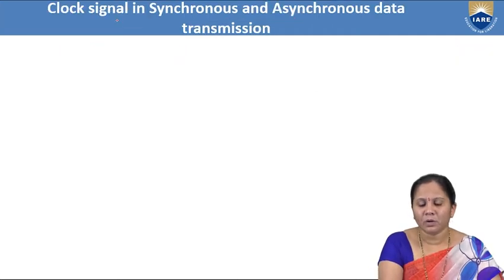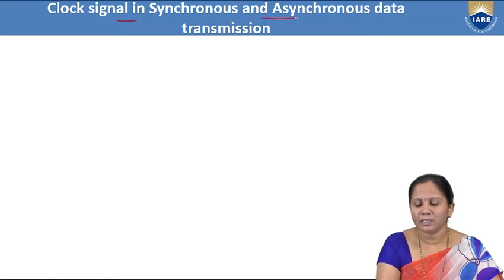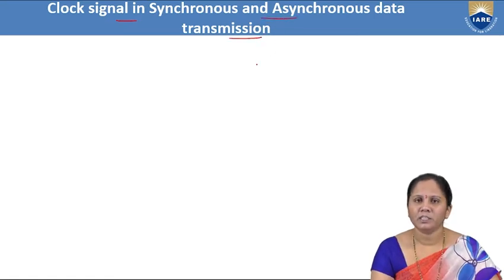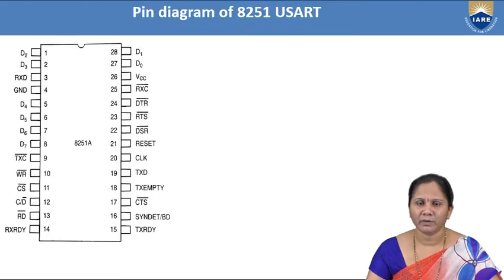Now, the clock signal in synchronous and asynchronous data transmission. In the synchronous case, we use an external clock signal, whereas in asynchronous data transmission, no external clock signal is preferred.